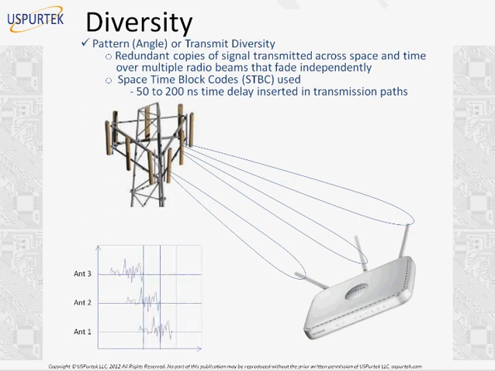Okay, let's see what is next in diversity. Pattern, angle, or transmit diversity. So here we use multiple copies of a signal which is transmitted across space and time over multiple radio beams that fade independently. Again, here we have multiple paths, but we are using multiple transmit antennas, and you use space-time block codes which insert a time delay between each of these beams to achieve spatial isolation, and each beam fades independently, so we achieve pattern or transmit diversity in this case. This is the one which will actually move on to MIMO.